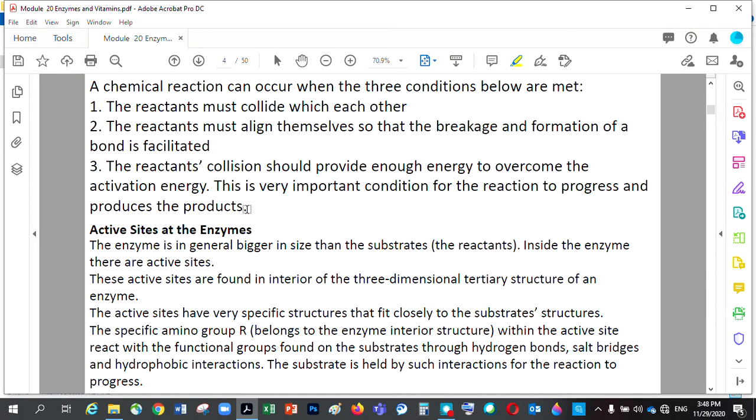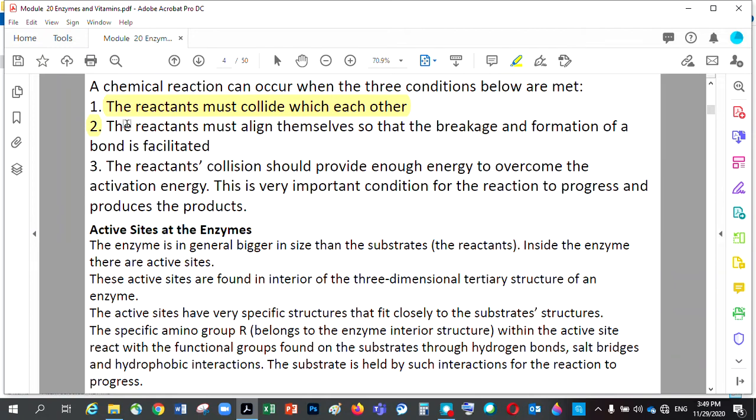In a chemical reaction, we have three conditions that have to be met, whether inside a human body or outside, in a chemical reaction in the industry or in the research lab. First, the reactants have to collide with each other. Otherwise there will be no bond breakage and no bond formation, so there will be no products.